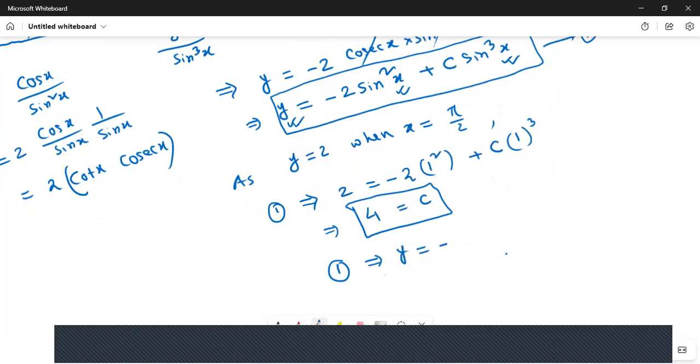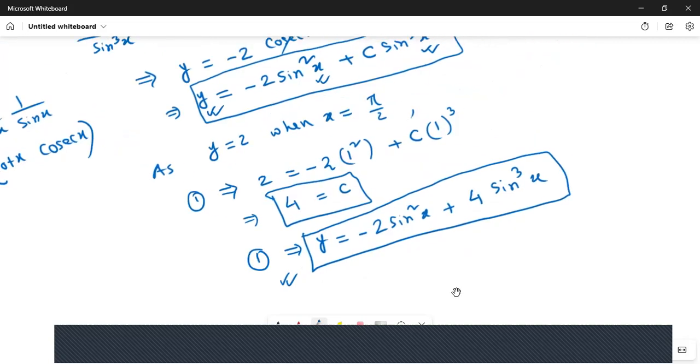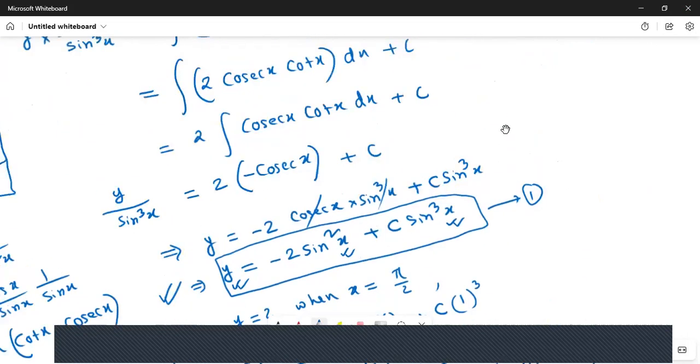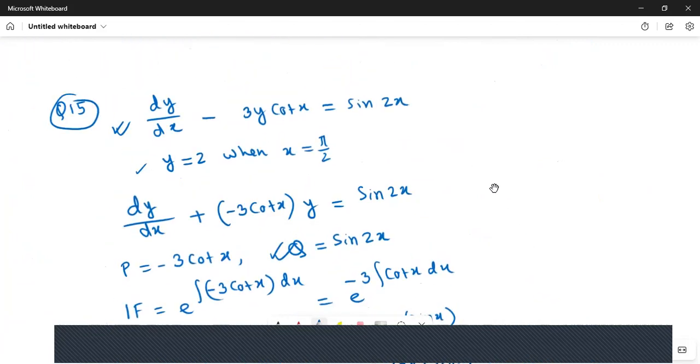So from 1, we will write the final general solution: y equal to minus 2 sine square x plus 4, C is 4, then sine cube x. So that becomes your general solution after substituting the given condition. The last part is so easy, there is no problem. Your thing is to find the general solution first. So even if it is a little bit long, no need to worry. Just keep on doing. Don't wait. Keep on doing. You will get the answer.